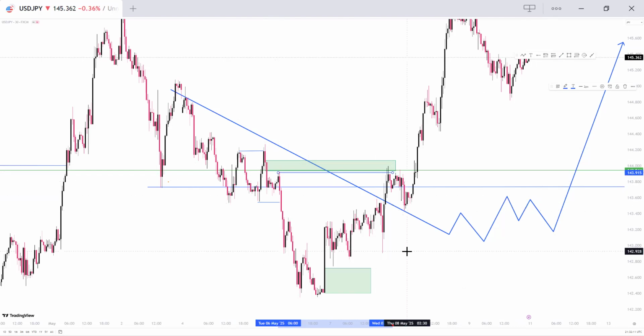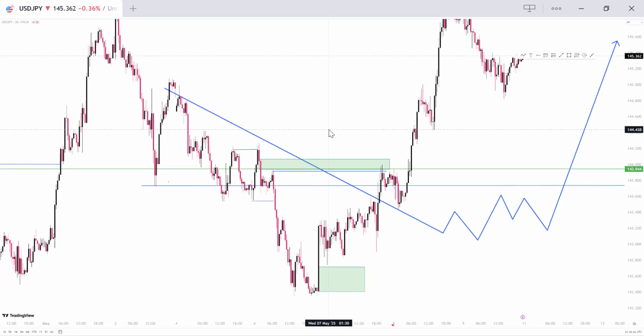But this is just a pullback. We are already in the buy market. All this one is just a pullback. Price will surely react to every zone that is in the market. Price reacting to it doesn't mean that it's changing direction immediately. Price will react to every zone in the market. That's where you always have pullback.